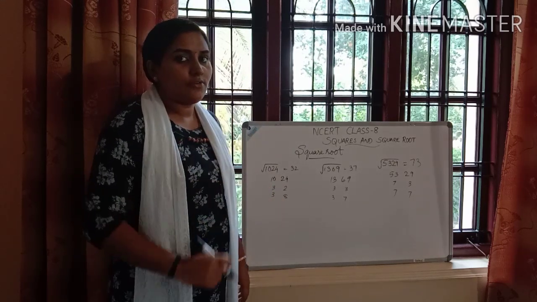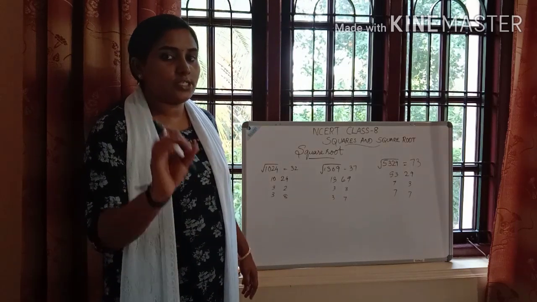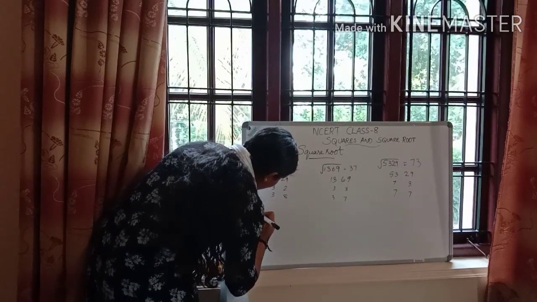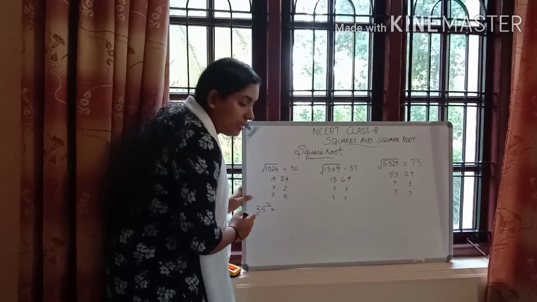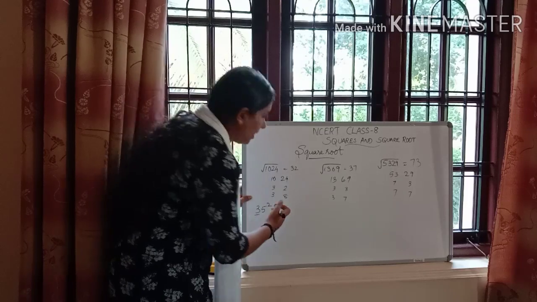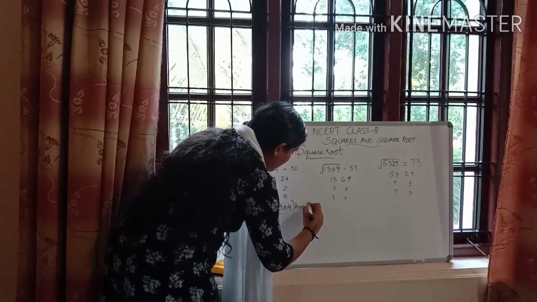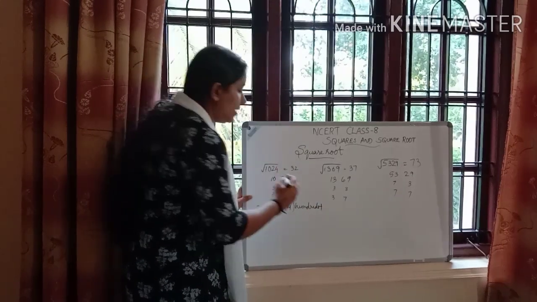Can you say the square of 35? We can find out the square of 35 easily. Just look at it. 35 square, we can write 3 into the next number of 3, that is 4, hundreds, plus 5 square, it is 25.